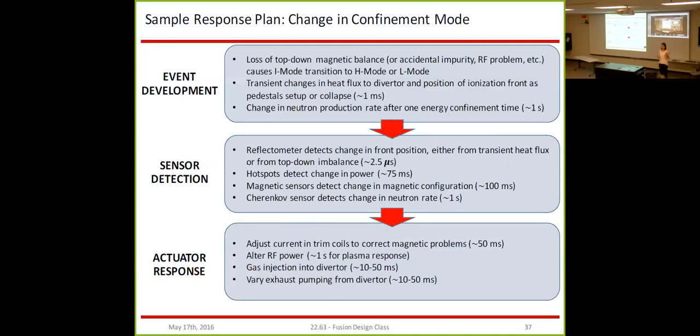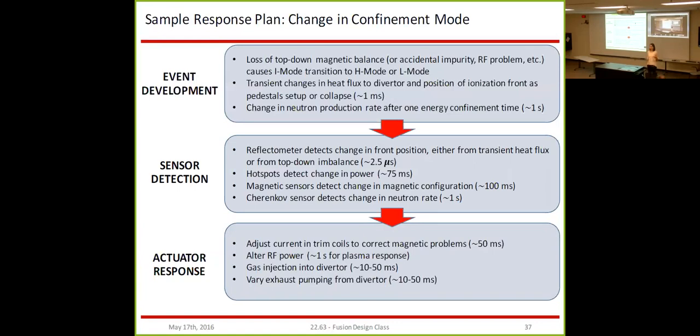First, you might want to just get back to I mode. In that case, you'd adjust the current in your trim coils to correct the magnetic problems that led to the loss of I mode in the first place. And this would take you about 50 milliseconds. You can also try to alter your RF power, either to change the current profile in your plasma or to heat it up more. That's a slow knob because it takes about an energy confinement time for the plasma to respond.